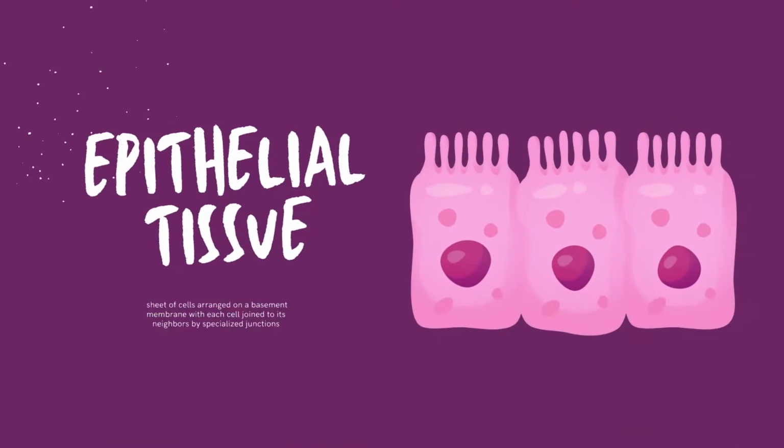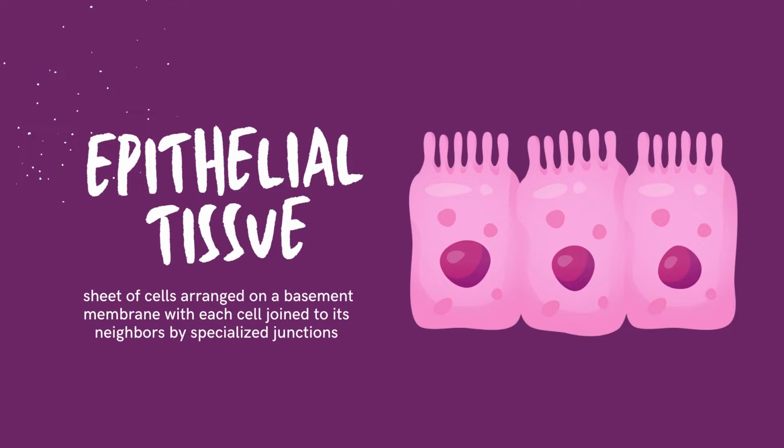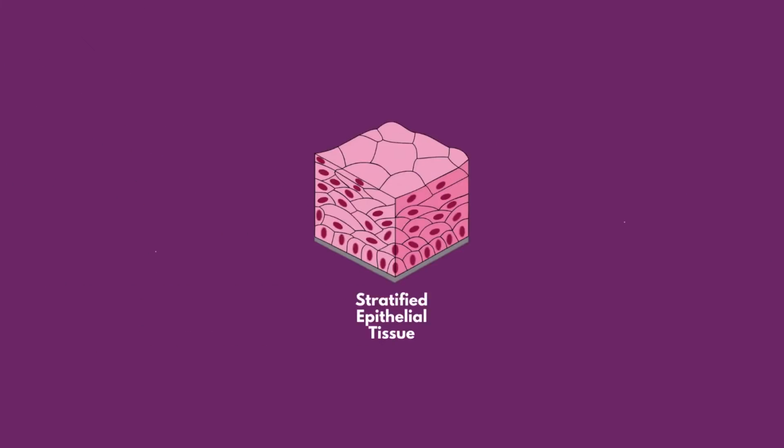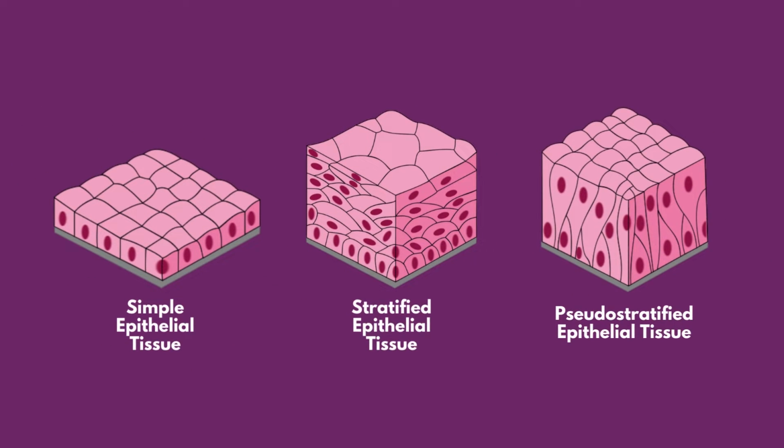The epithelia is a sheet of cells arranged on a basement membrane with each cell joined to its neighbors by specialized junctions. Epithelia may be simple, stratified, or pseudostratified, and they may also be squamous and glandular.